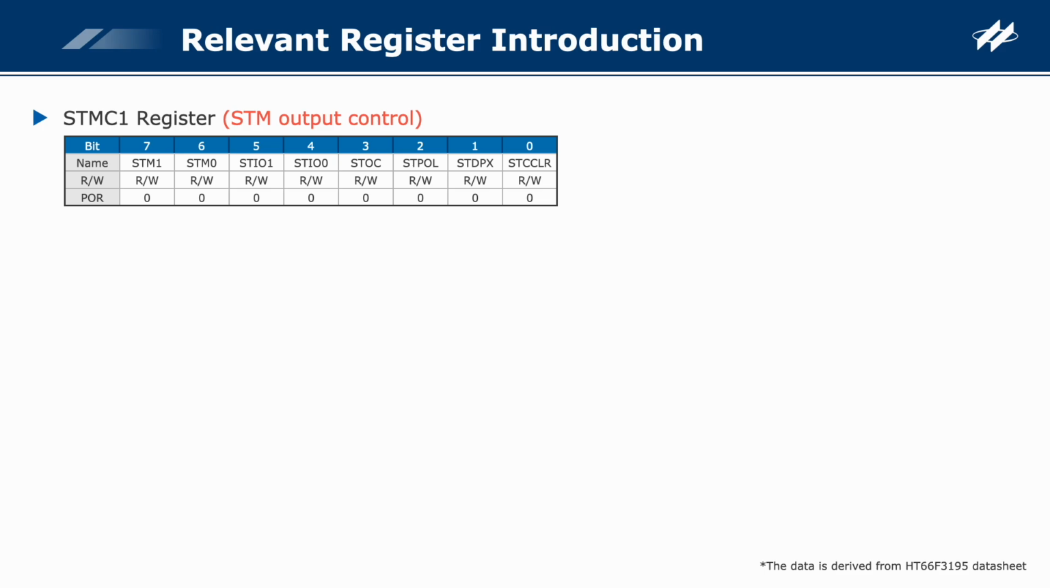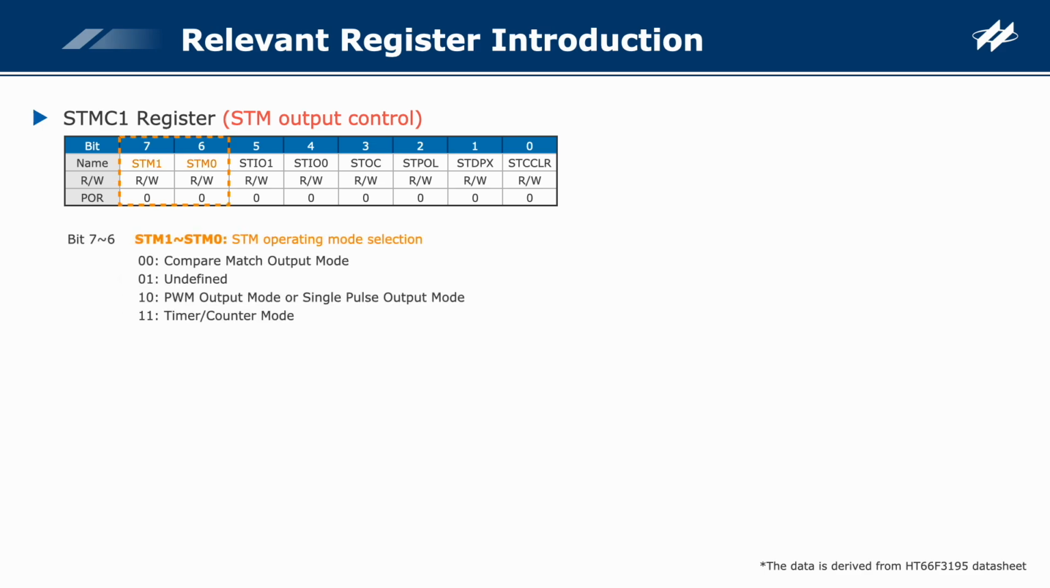Next, let's look at the STMC1 register, which is used to configure the operating mode of the timer module. In the STMC1 register, we can control the operating mode of the timer module using the STM1 to STM0 bits. For example, when the STM1 to STM0 bits are set to 1-1, this indicates the timer module is in the timer counter mode. Note that when these bits are set to 0-1, this indicates the timer module state is undefined.